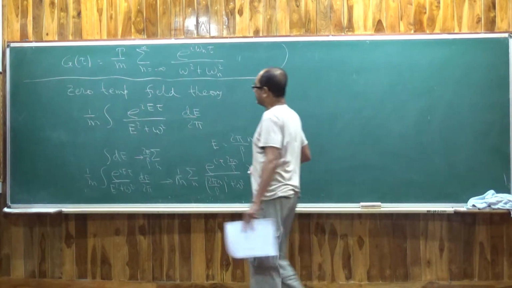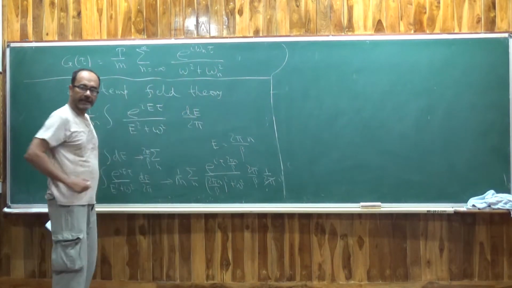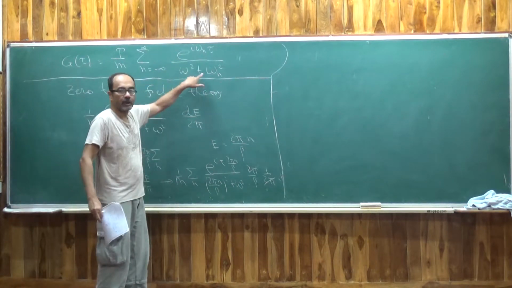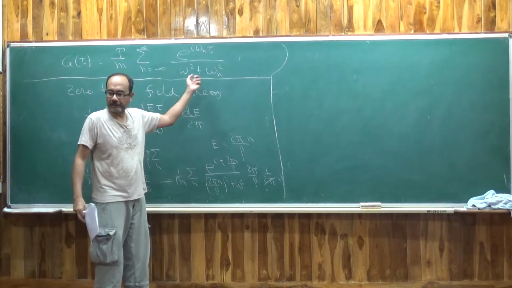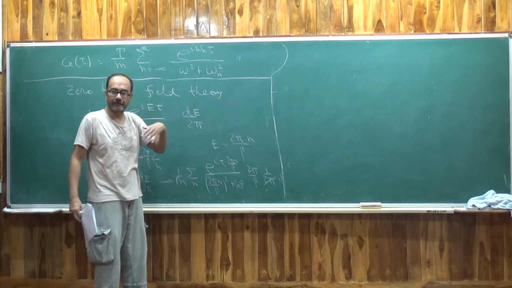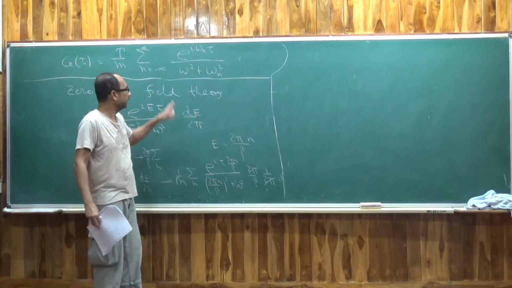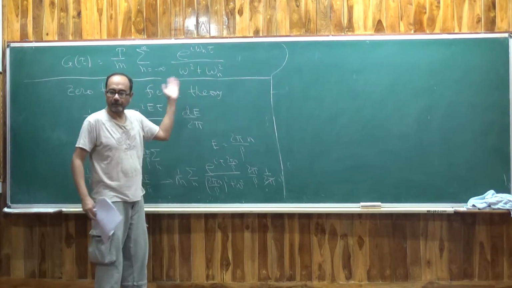And we do it by following the same trick that we did yesterday. Yesterday, if you remember, we evaluated a sum like this, but with 1 over omega square plus omega_n square. This was in the context of calculating the partition function. The derivative of the partition function had a sum of the form 1 over omega square plus omega_n square. Here we have e to the i omega_n tau, but the procedure will be the same.